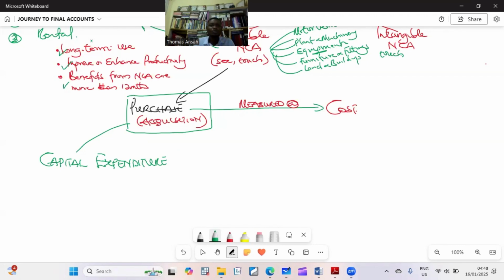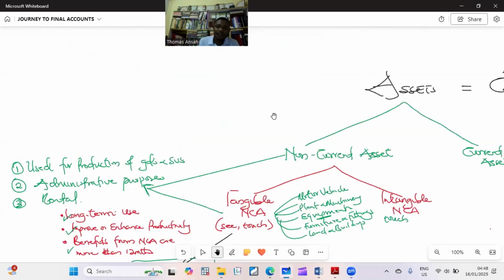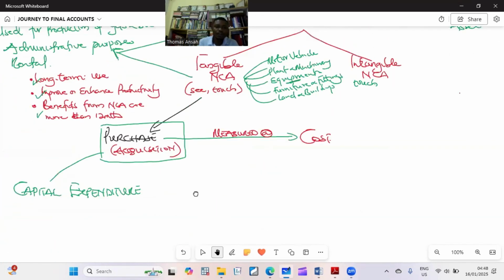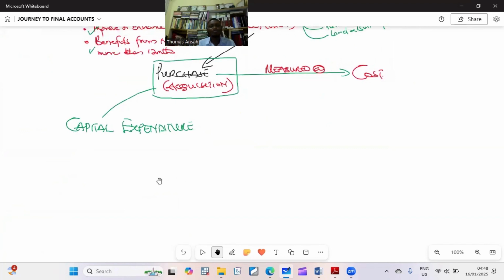So this is not to maintain the asset or to renew the asset. Sometimes you just do something to make the asset look new or to maintain or sustain it. That one is different. Those we will look at when we are dealing with the current asset part, especially inventory. But bear in mind that if you make any expenditure for which the benefit is going to last for more than 12 months or 1 year, then that expenditure is a capital expenditure. So take note of that.